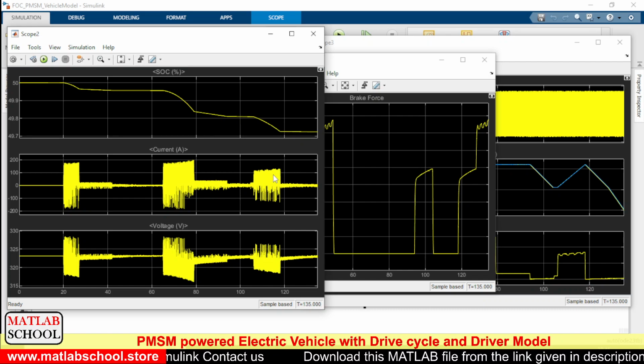Okay, the same model is available for download in the link given in the description. You can download it and you can use it for your purpose.